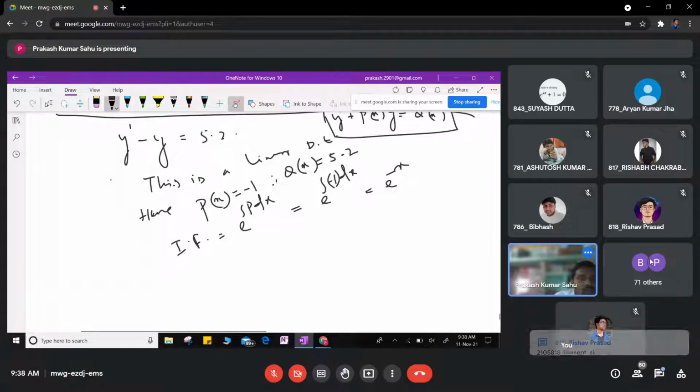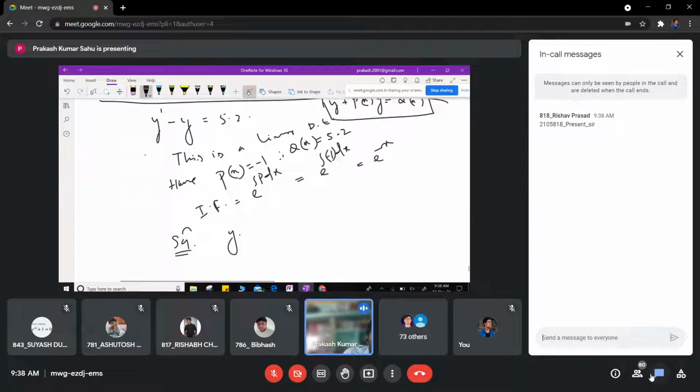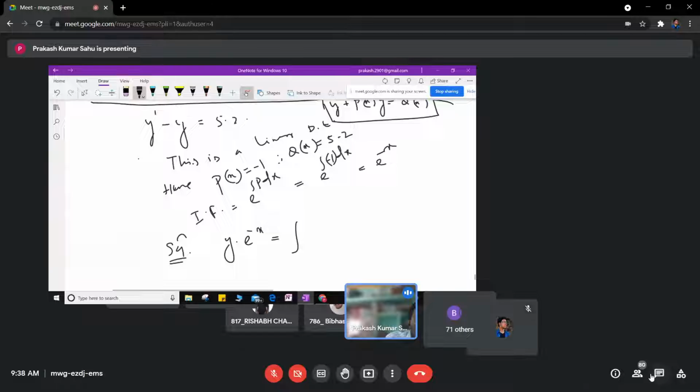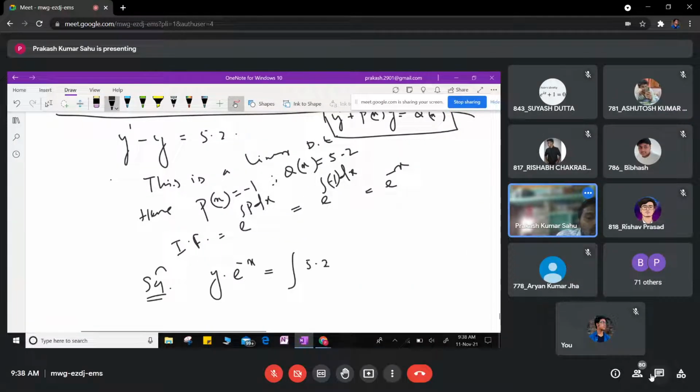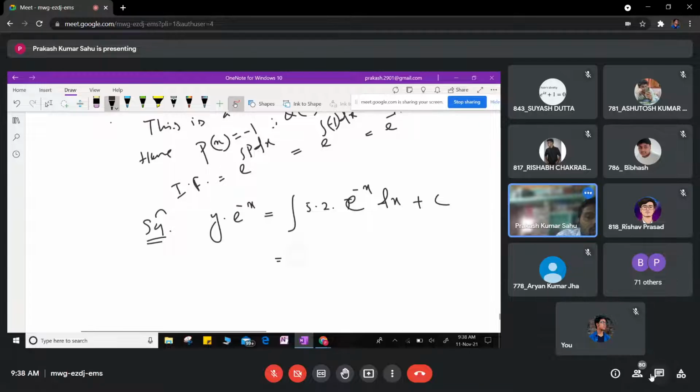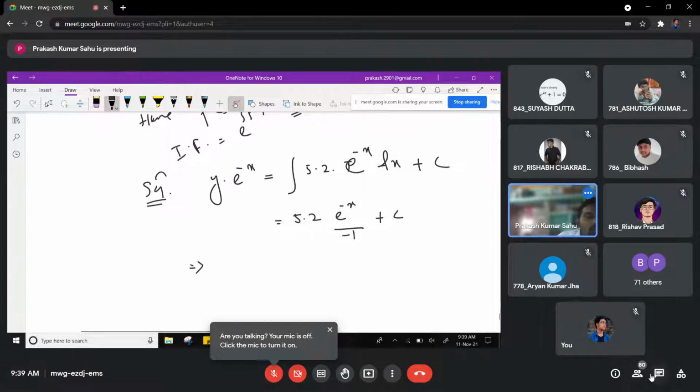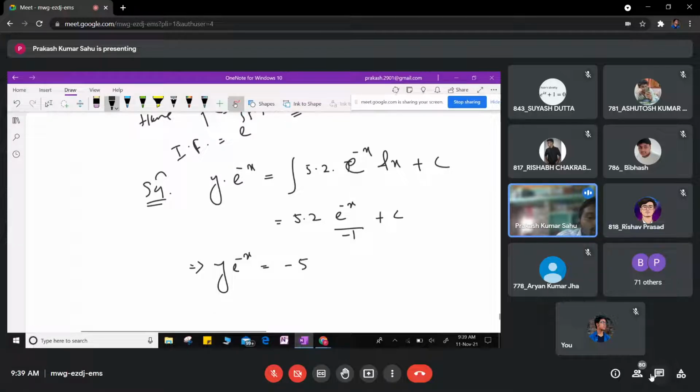So what is the solution? Your solution is y into integrating factor is equal to integration of qx into integrating factor. Integrating factor is e to the power minus x dx plus c. And you can easily find, 5.2 is a constant, taking it outside, the integration of e to the power minus x is e to the power minus x by minus 1, plus c. Okay, if you simplify this, what do you get? This is y into e to the power minus x is equal to minus 5.2 e to the power minus x plus c.